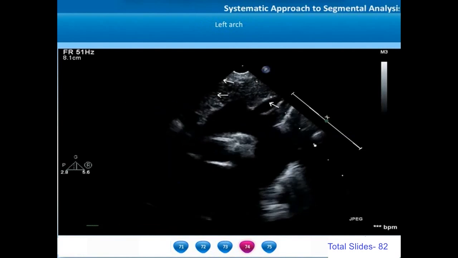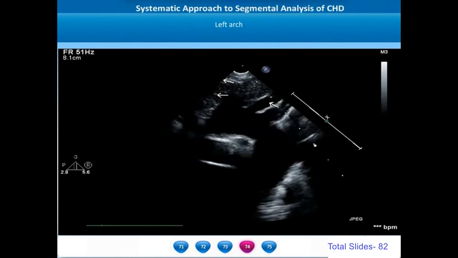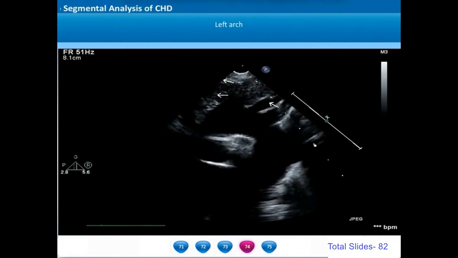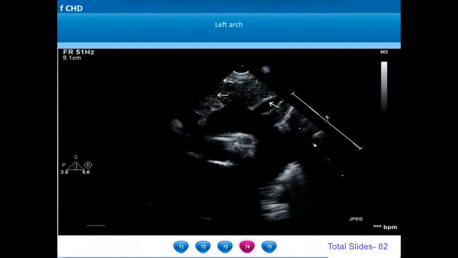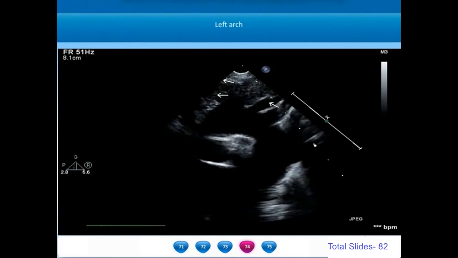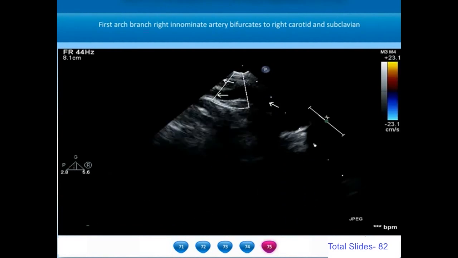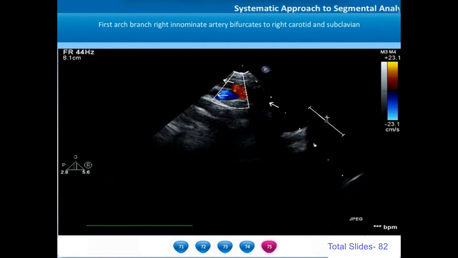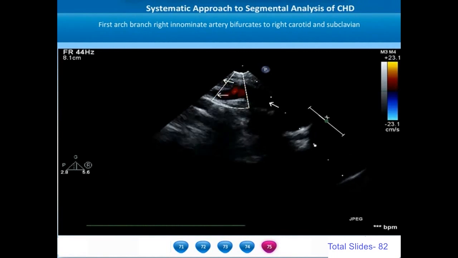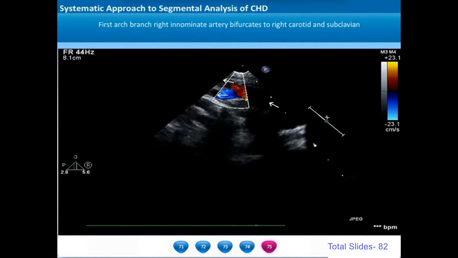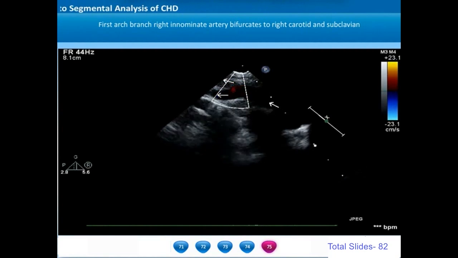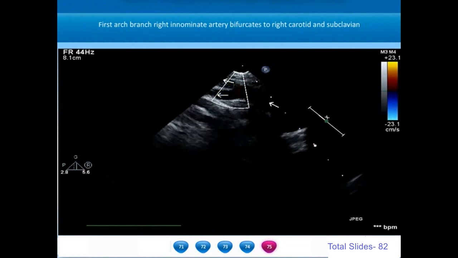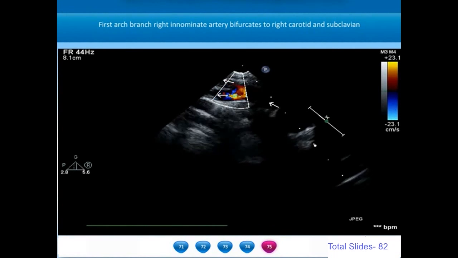A detailed cardiac echo analysis will end with analysis of the arch. The long axis view of the aortic arch will demonstrate all the three arch blood vessels. The first branch of the left aortic arch will be the right innominate artery, which will branch into right carotid and right subclavian. We can show the branching pattern of the first arch vessel with arrows in this suprasternal view.